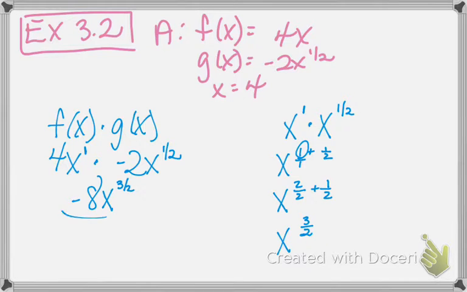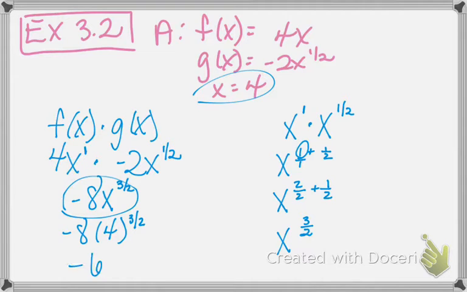So I'll bring that over here. So this is my final combined function. Now they tell me to plug in the 4. So it'd be negative 8 times 4 to the 3/2 power. If you do it in your head, you can think about it as the square root of 4, which is 2. 2 to the 3rd power, which is 8. So your final answer will be negative 64, because negative 8 times 8 is going to be negative 64.